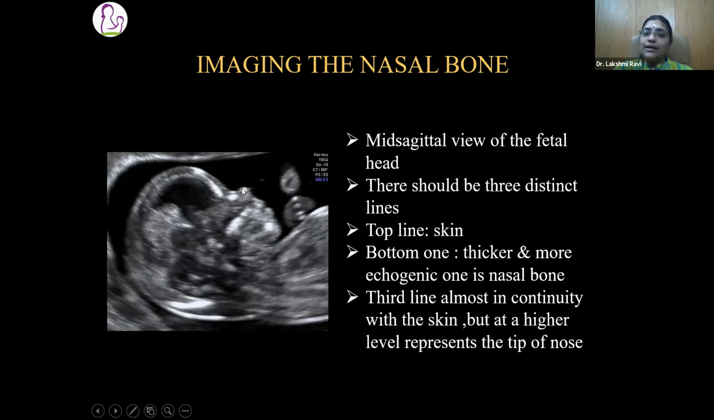There will be a third line that is in continuity with the skin, but at a slightly higher level, and that represents the tip of the nose. So this section is very, very important when you want to identify the presence of a nasal bone or not. This is also called an equal sign, where you feel that the second line is more echogenic than the first line. But whenever you try and image the nasal bone, you must be clear that you get a perfect plane. Then you will evaluate the nasal bone.